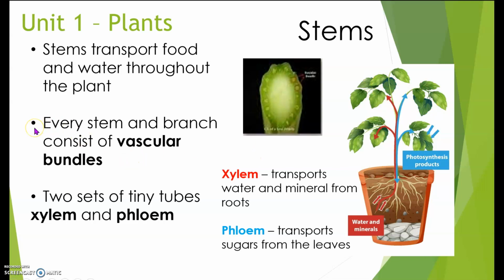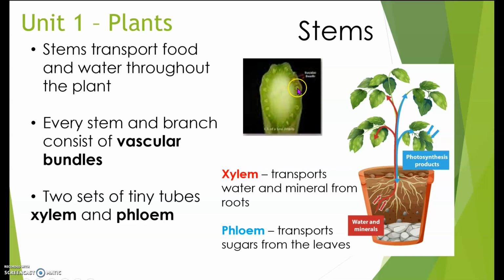Next, every stem and branch consists of vascular bundles. Okay, everybody repeat after me. Vascular bundles. Very good. So when you cut the stem, each stem consists of vascular bundles. These are the vascular bundles. Each bundle has two sets of tiny tubes.